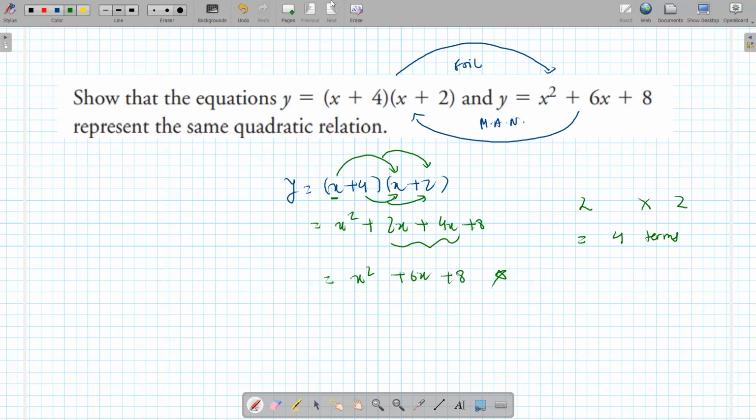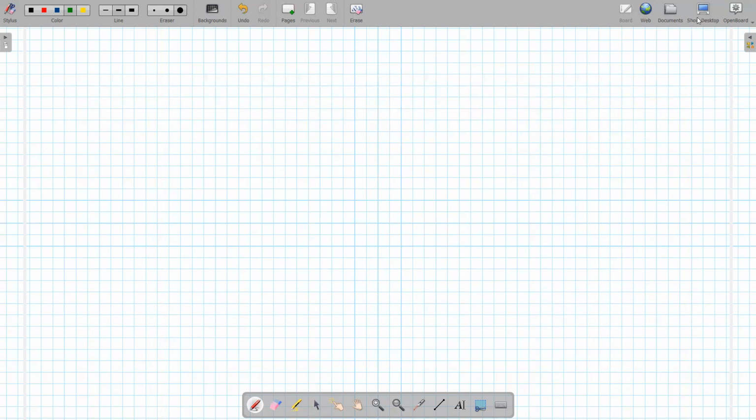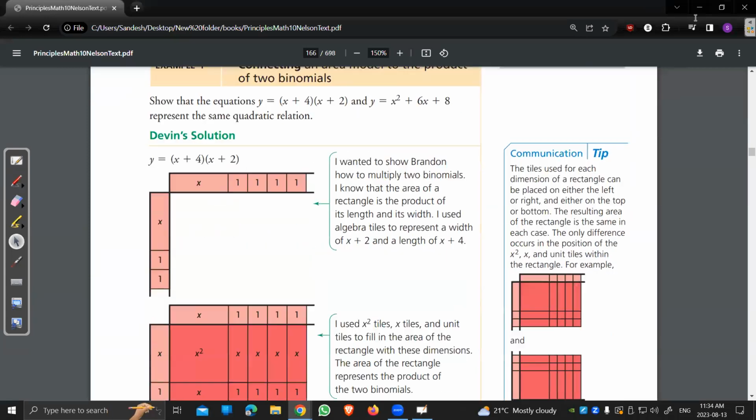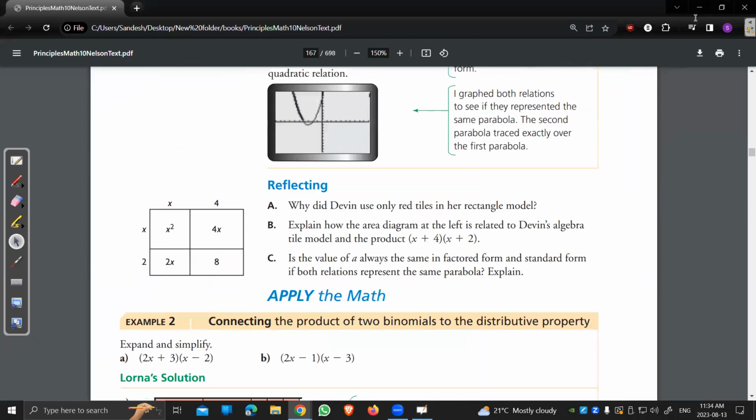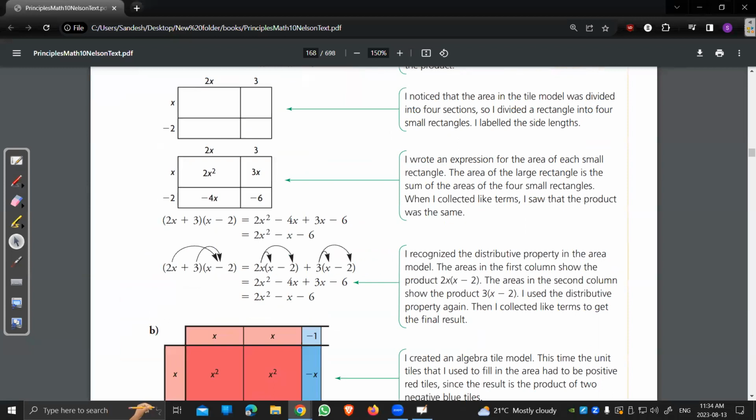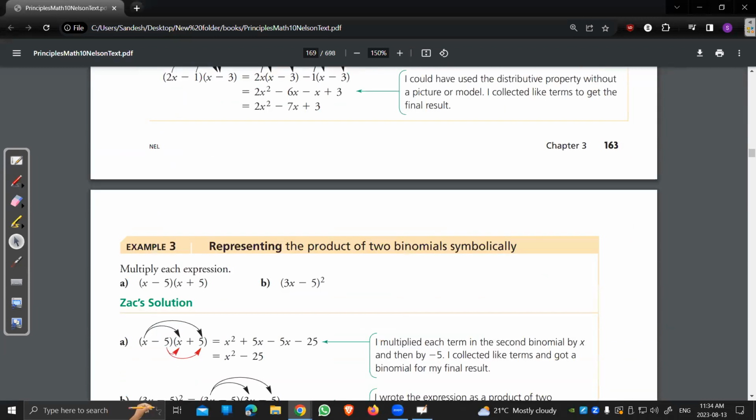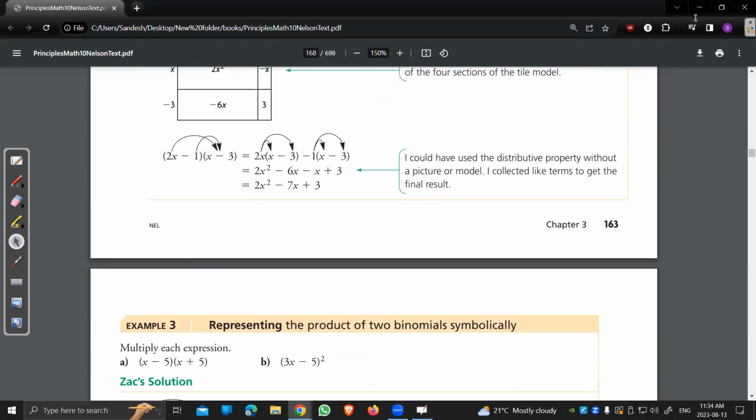To go from a factored form to the standard form, you FOIL it. To go from the standard form to the factored form, if possible, you factor it. This is a very simple concept. We're just going to speed run this. Let's do one more.